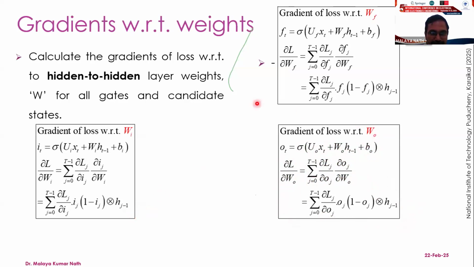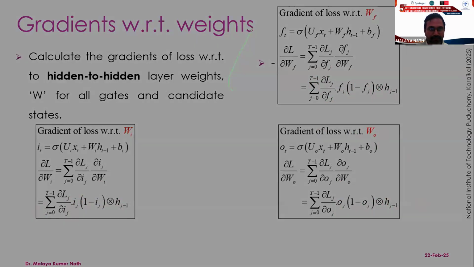So if we look at these three expressions, gradient of loss with respect to W_i, with respect to W_f, and with respect to W_o, all these equations are almost similar. In the case of the input gate, we have I_j into 1 minus I_j into h_(j-1). In the case of the forget gate, it will be F_j into 1 minus F_j into h_(j-1). In the case of the output gate, it will be nothing but O_j into 1 minus O_j into h_(j-1).